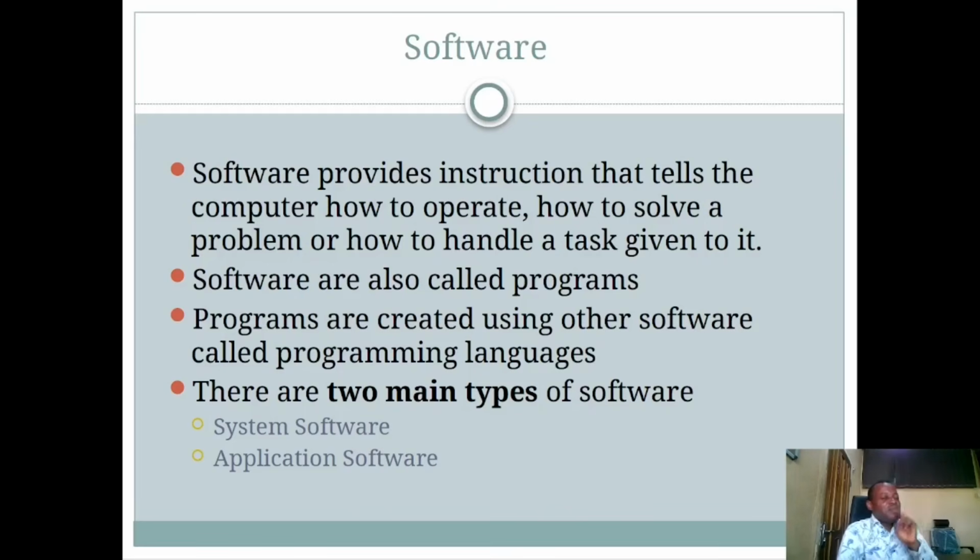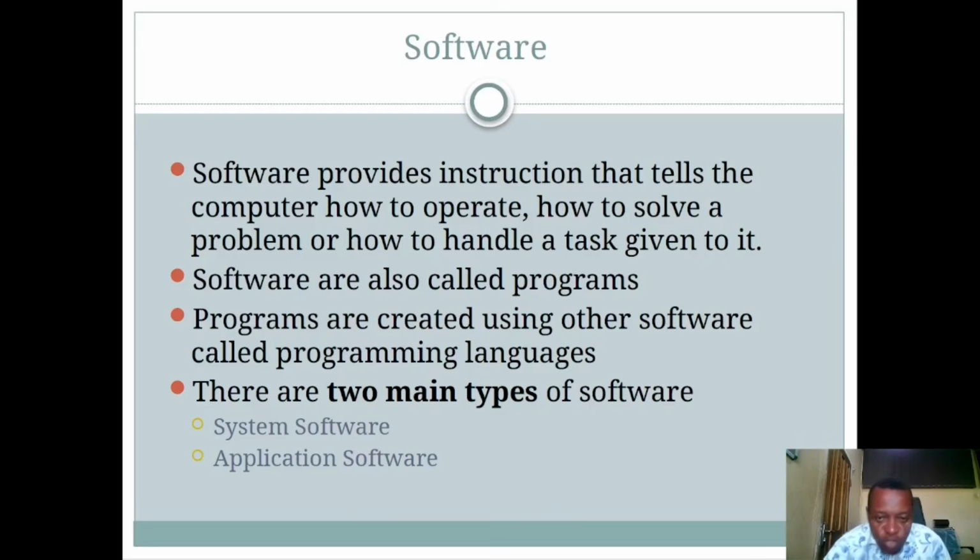If you remember, when we were talking about generations of computers, I mentioned something about low-level programming languages and high-level programming languages. So your mind should go there. For you to be able to develop a software, you need to use other programs called programming languages that give you the ability to write instructions in a way the computer system will be able to understand and execute.